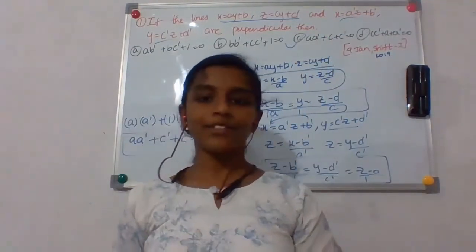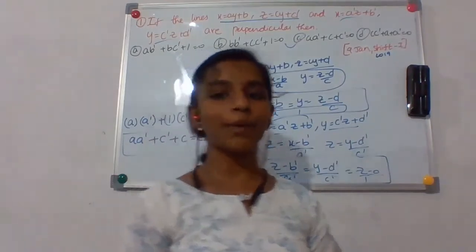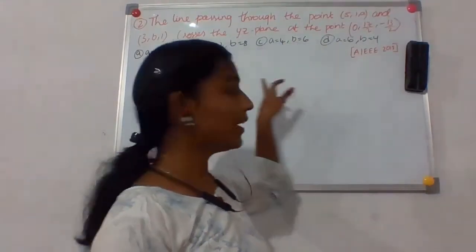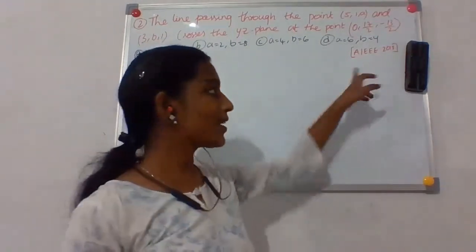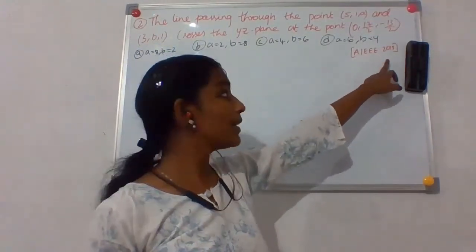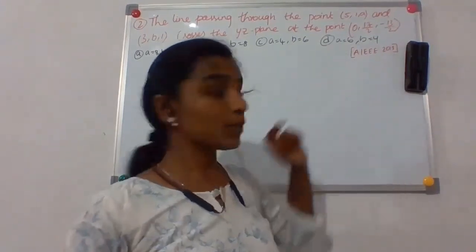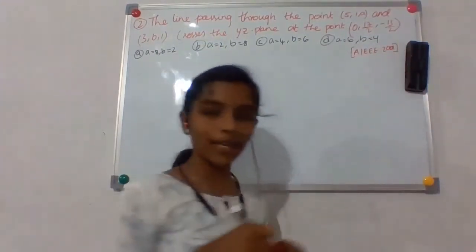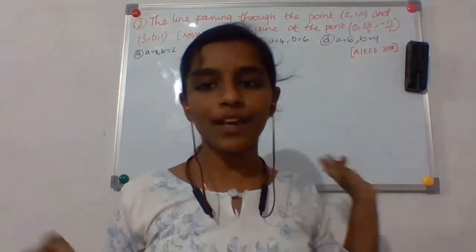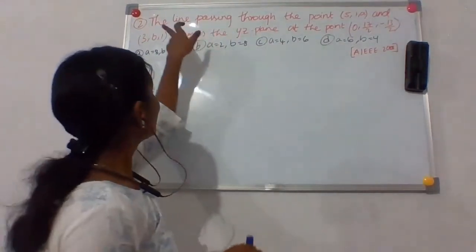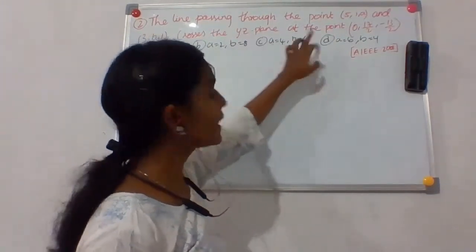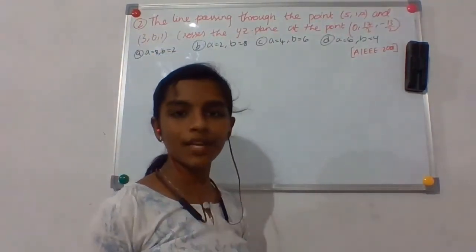Okay, so now let us look into problem number 2. Okay, so guys, now let us look into question number 2. Okay, so as you can see, this is the problem of IIT 2008. Okay, that is the problem. So now let us look at the problem. The line passing through the points crosses the plane at the point. Okay, so that is the only information given.